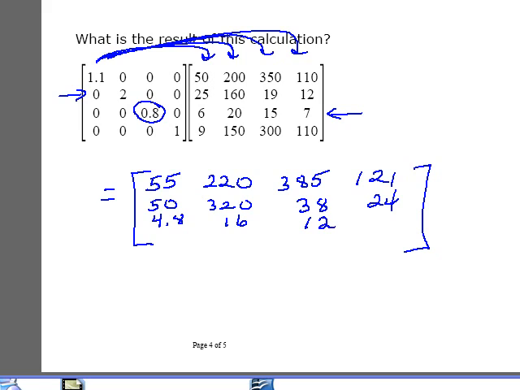12, and 5.6. And now for the fourth one, I have only an entry at the 4, 4 location, so only the fourth row gets multiplied, and actually it stays the same, 150, 300, and 110. Okay, now let's look and see what happened.